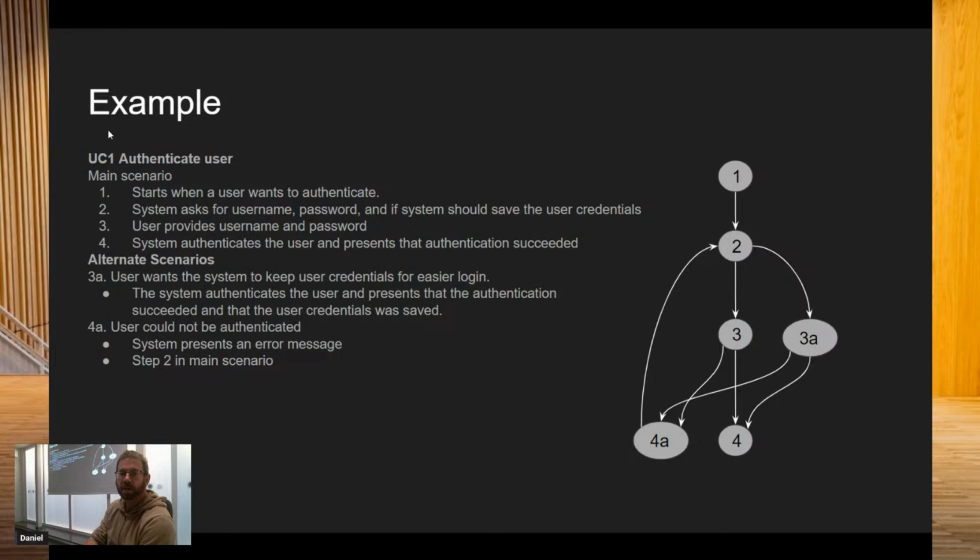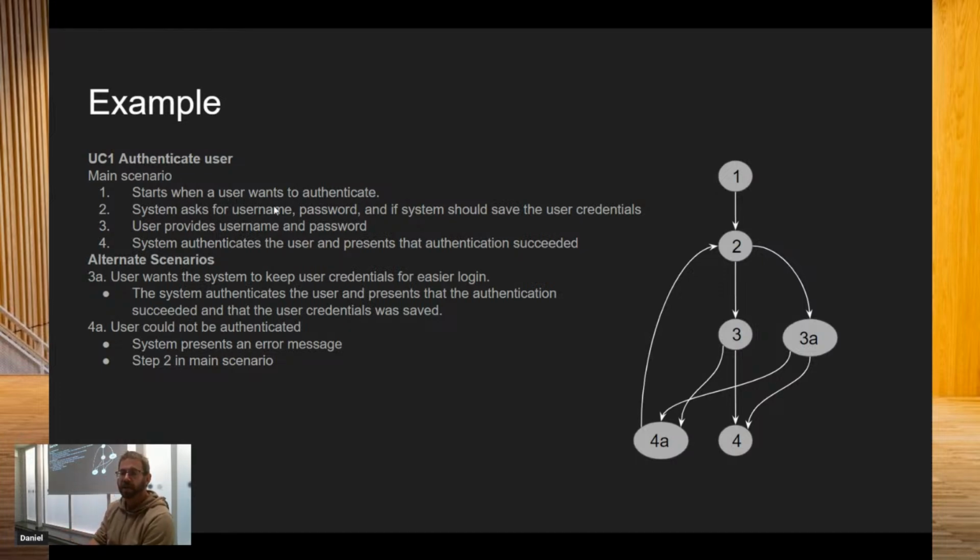This is the use case UC1, authenticate user. And the main scenario is like this. It starts when a user wants to authenticate. That is the starting point. Step 2: the system asks for username, password, and whether the system should save the user credentials. So this starts when a user wants to authenticate, which could be translated in an implementation as clicking on a login link, right?